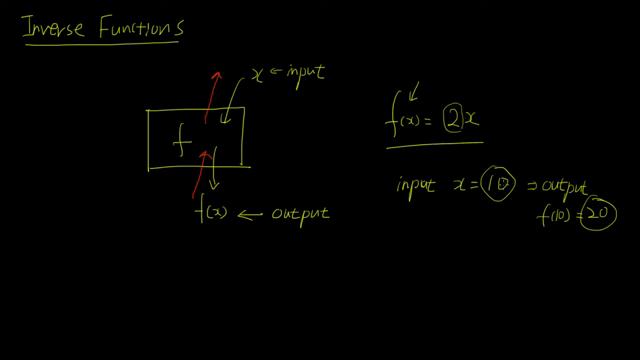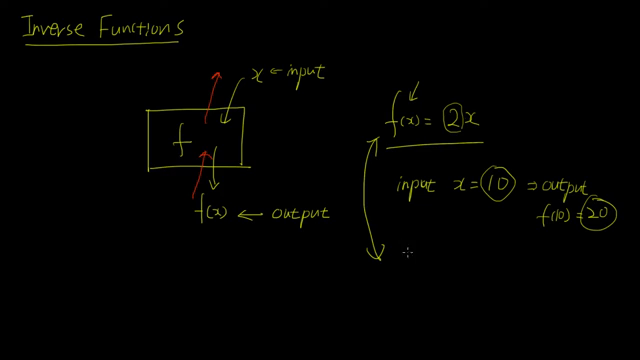Now, the input was multiplied by 2 and it produced the output. What would you say is the reverse process of multiplying by 2? Because like I explained, an inverse function goes in reverse, going backward. The reverse process of multiplying by 2 is, that's right, divide by 2.